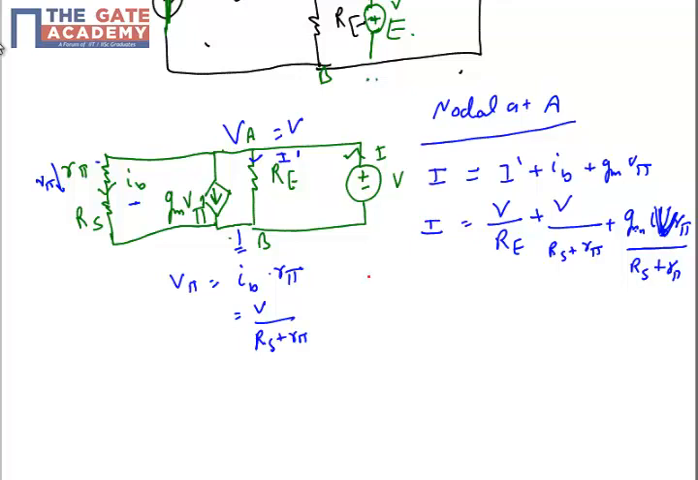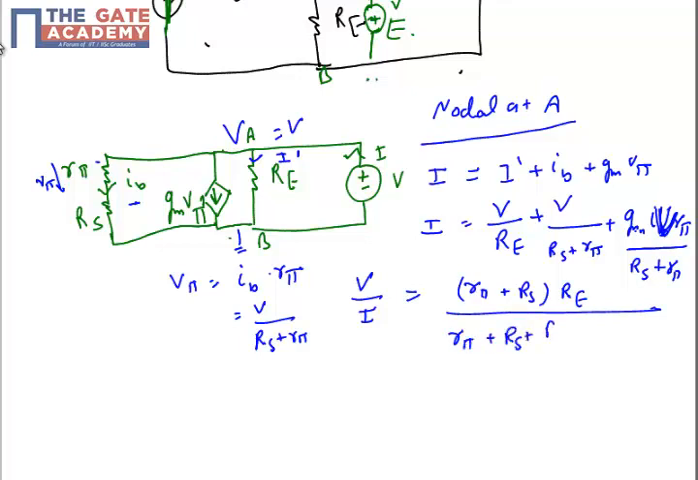And what is my output resistance? My output resistance will be V by I. So we know the equation. We have a variable. Just simply take the LCM and you will get V by I equal to (R pi plus RS) into RE upon, just take the LCM and you will get the expression, R pi plus RS plus RE plus GM R pi RE.